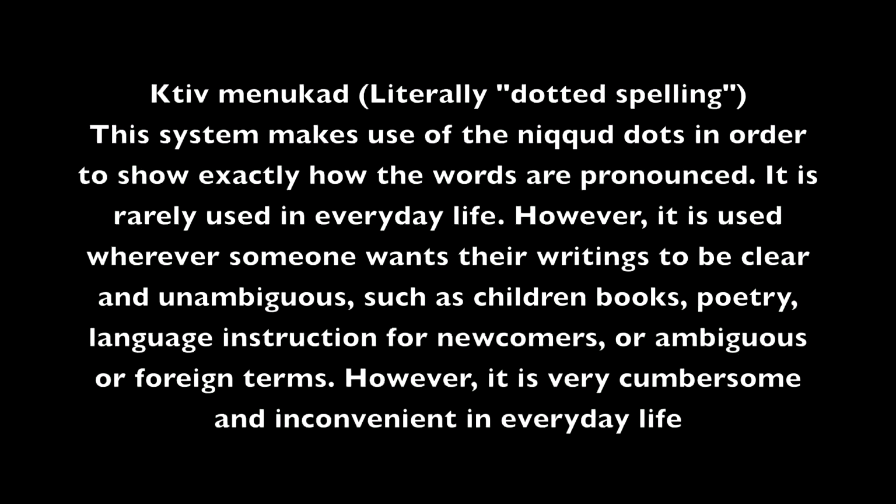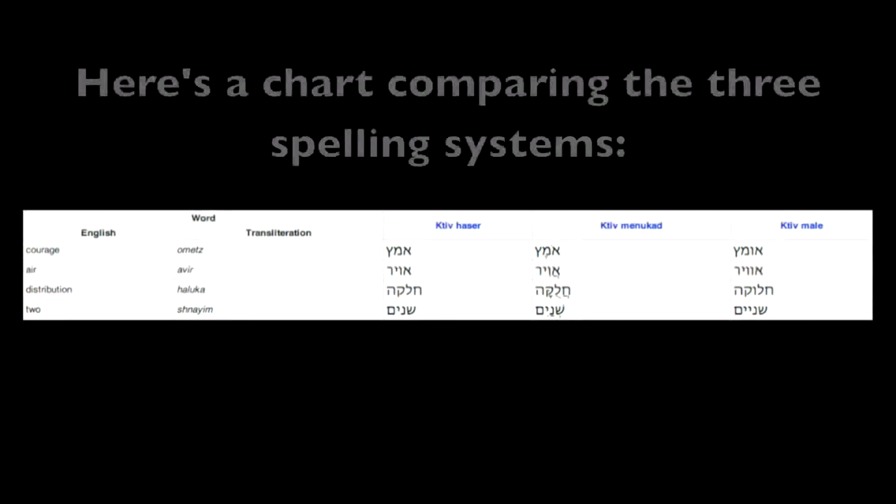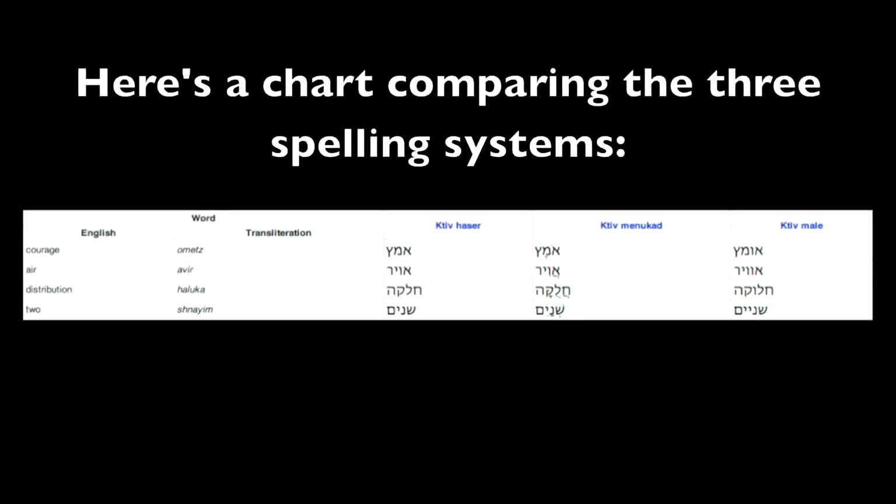Ktiv nuqqud. This system makes use of the niqqud dots in order to show exactly how the words are pronounced. It is rarely used in everyday life. However, it is used whenever someone wants the writing to be clear and unambiguous, such as children books, poetry, language instruction for newcomers, or ambiguous or foreign terms. However, it is very cumbersome and inconvenient in everyday life. Ktiv chaser, on the other hand, does not use the 4 weak vowels, nor does it use niqqud. Ktiv chaser is rarely ever used. Here's a chart comparing the 3 spelling systems.